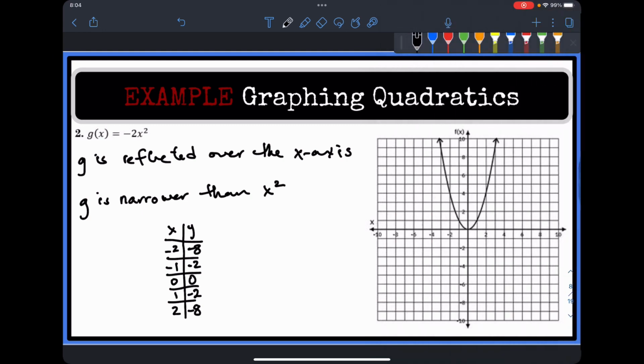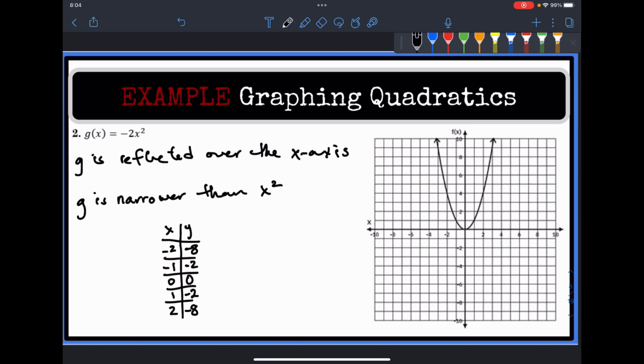So let's plot this. So -2, -8, I'm sorry. -1, -2, 0, 0, and again the symmetry. And there is your graph. And as you can tell, again, it's kind of hard to see because it's upside down, but you can kind of tell that it is in fact skinnier. These y values here are in fact a little bit closer. These points here are in fact a little bit closer to the y-axis than they are over here.